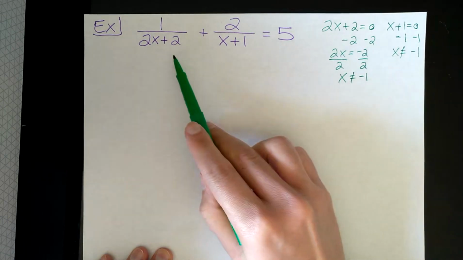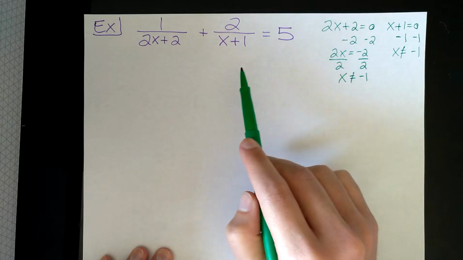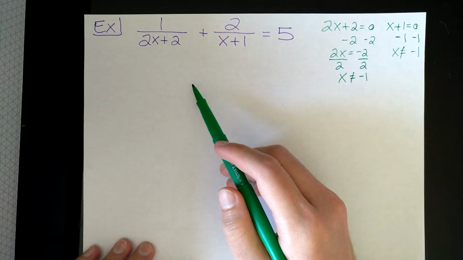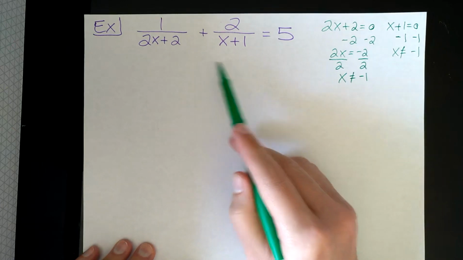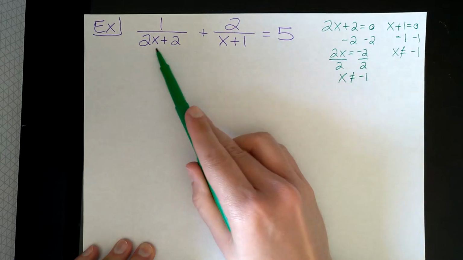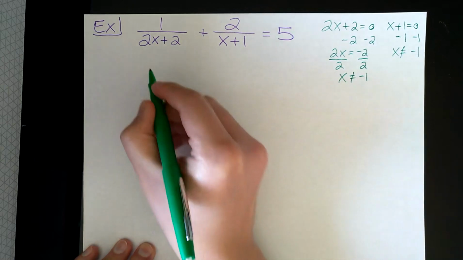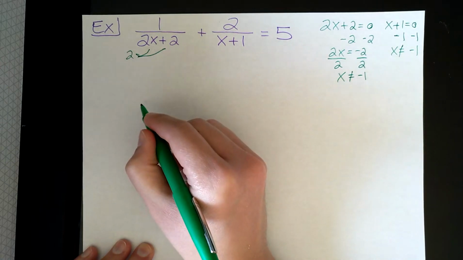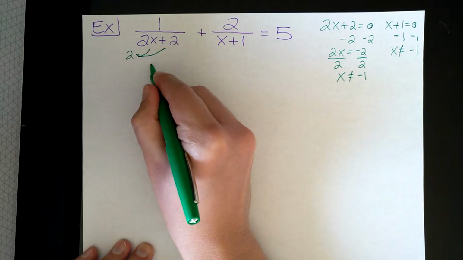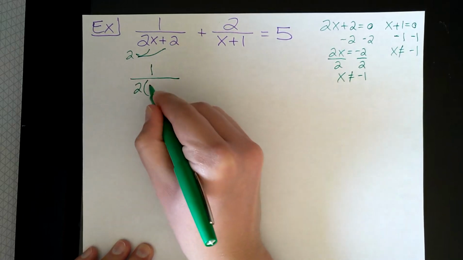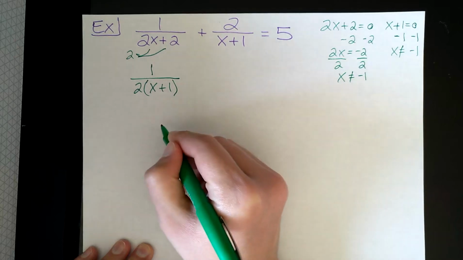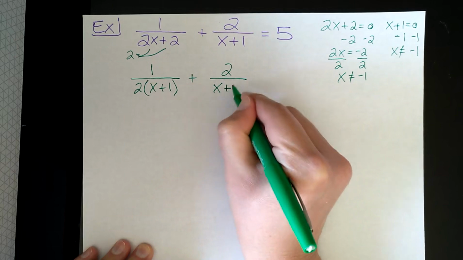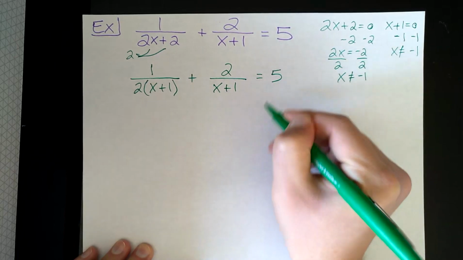From here, we do not have two fractions equal to each other, so we will need to use the multiplying by the LCD method. And in order to find the LCD, the denominators have to be completely factored. So we need to factor this 2x plus 2. We can factor out a 2. That's our common factor between those terms, leaving us with 1 over 2 times x plus 1 plus 2 over x plus 1 equals 5.